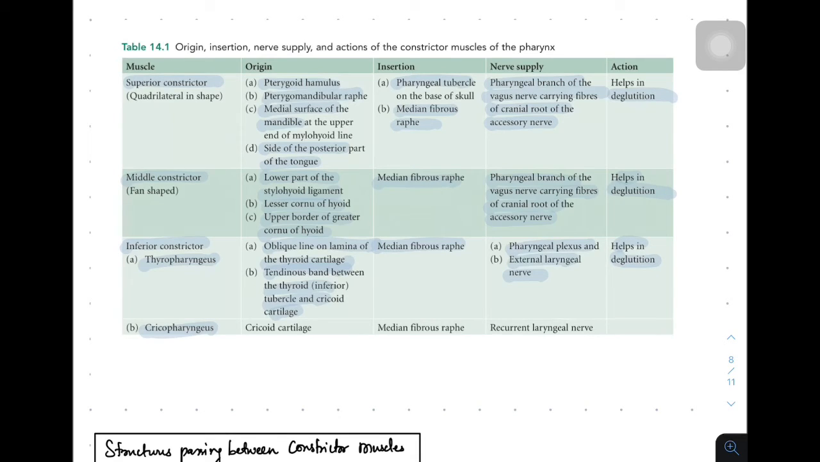Cricopharyngeus: it takes origin from the cricoid cartilage, the lamina part, and inserts onto the median fibrous raphe. Nerve supply, as I mentioned earlier, is the recurrent laryngeal nerve.